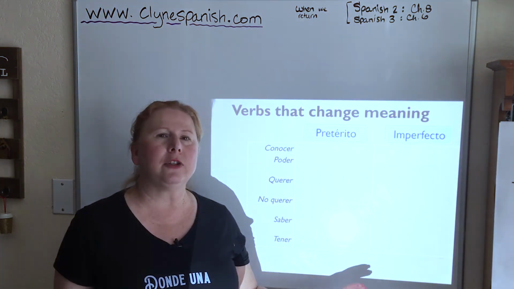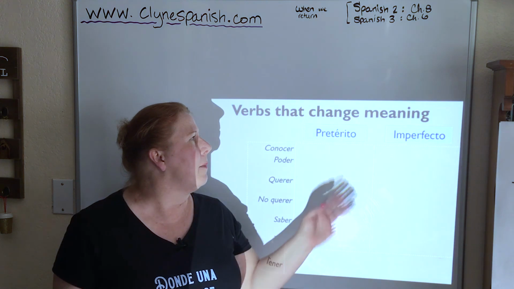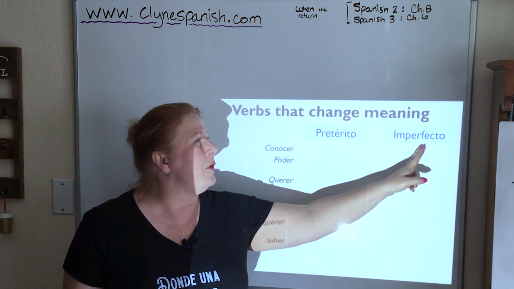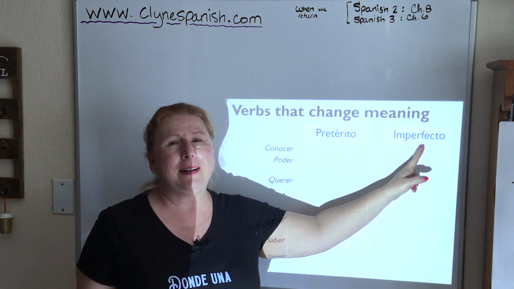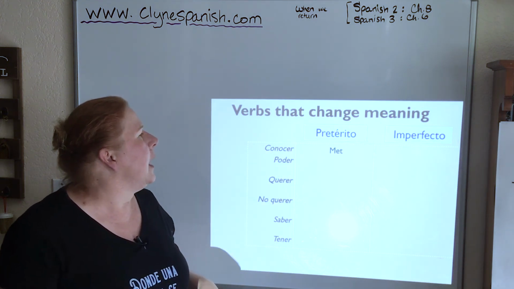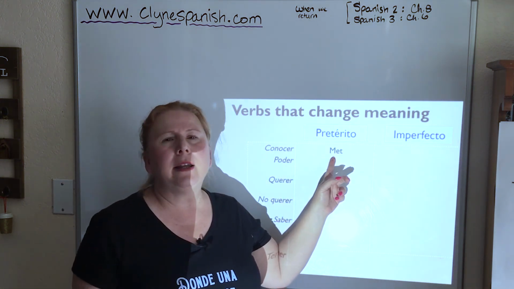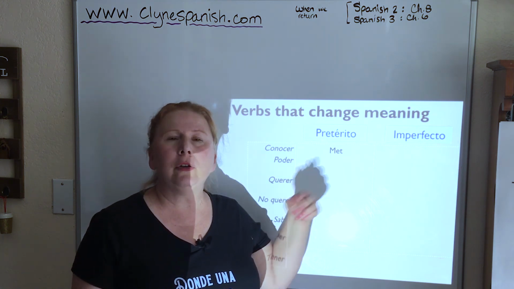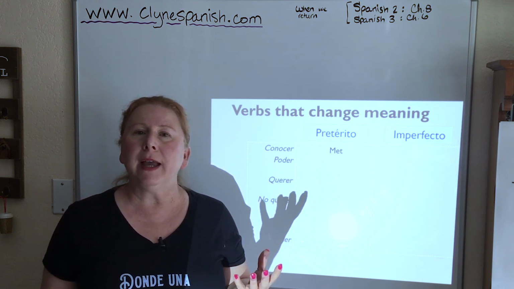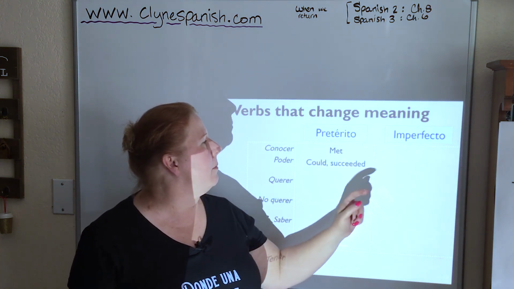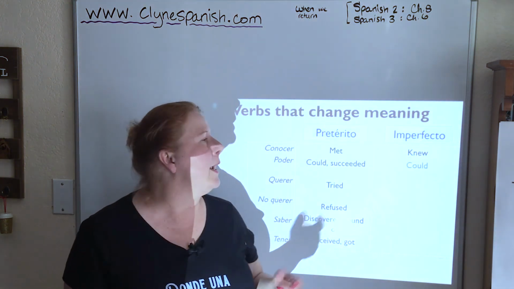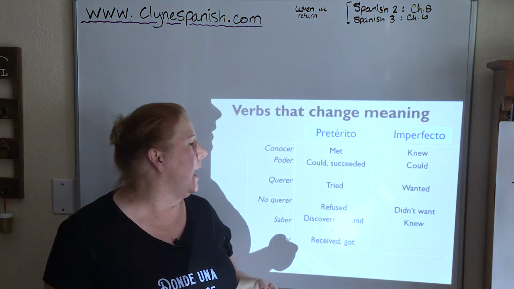There's some verb conjugations you have to be careful with because if you say it in the preterite, it means one thing. And if you say it in the imperfect, it can mean another thing. All right? So let's look at the verb conocer. If you say preterite, it means you met someone. Oh, conocí a Roberto. I met him. Okay? But if I say it in the imperfect tense, it means I knew him. All right? So conocía a Roberto.